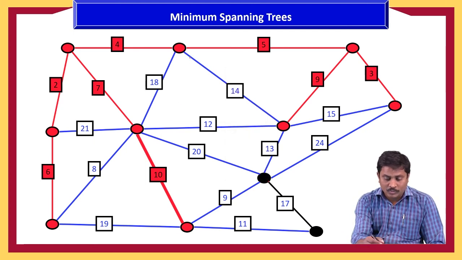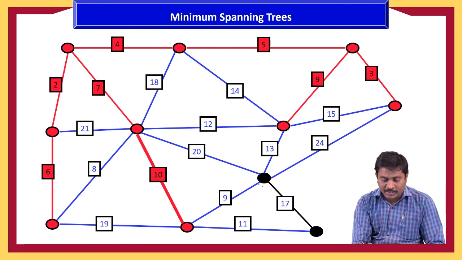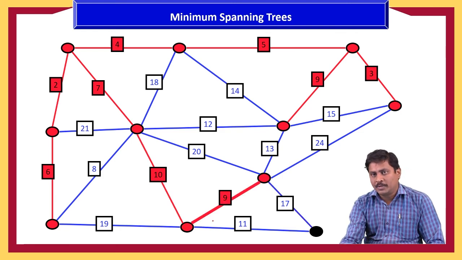Suppose you connect it, it forms a loop. Its minimum cost value is 13. So this is 9, and 9 is a lesser value. So we choose that minimum cost edge.